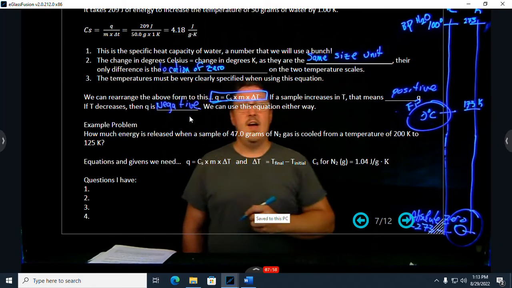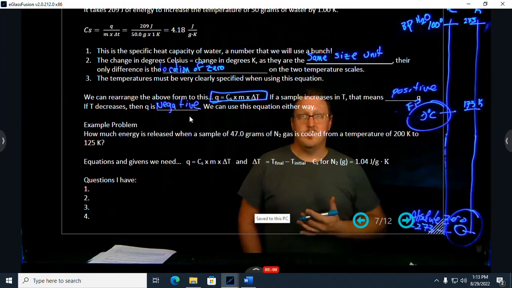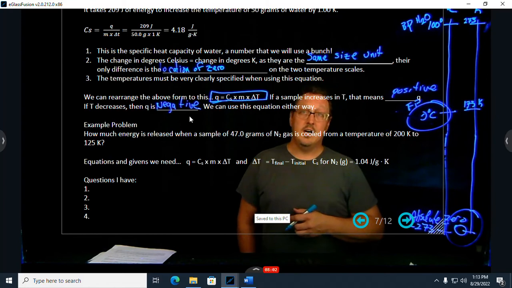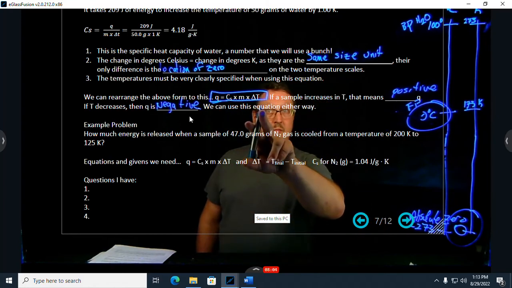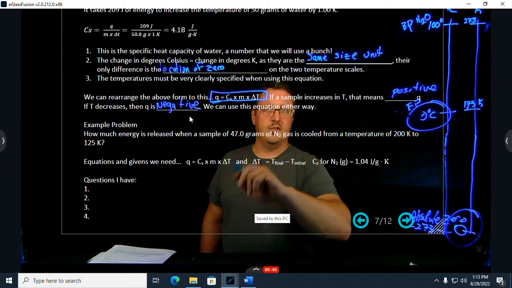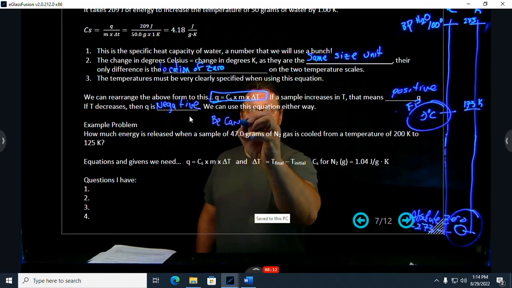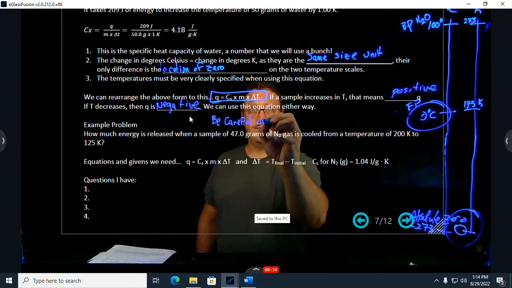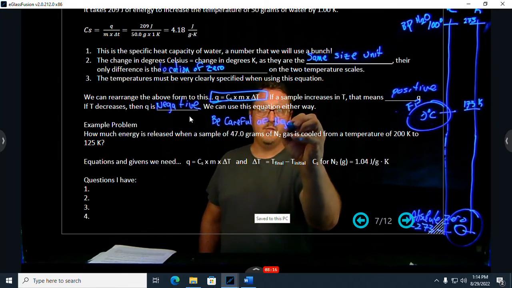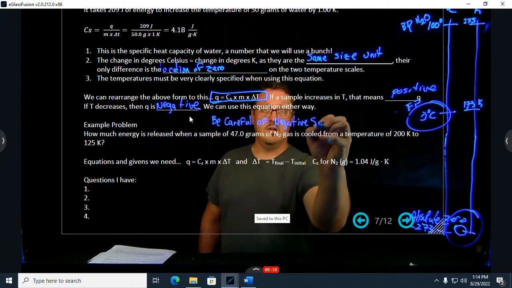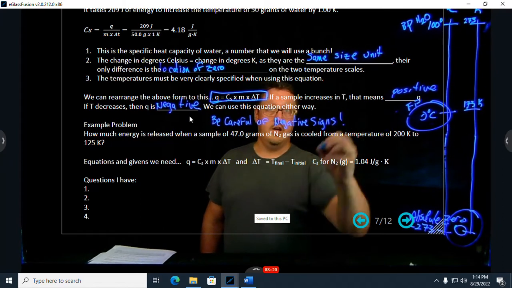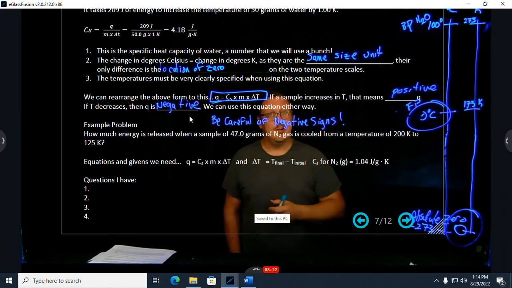And it doesn't matter what direction the heat change is, we can still use this equation. We just have to be cautious about our zeros and using negative signs. So I would say that we have to be careful of our negative signs, because otherwise we might get ourselves in trouble. Other than that, it works pretty good either way.